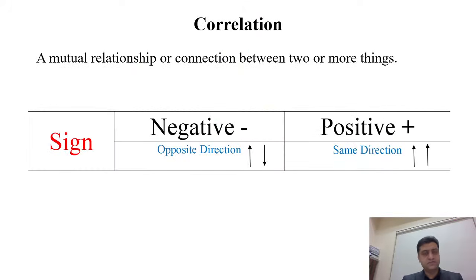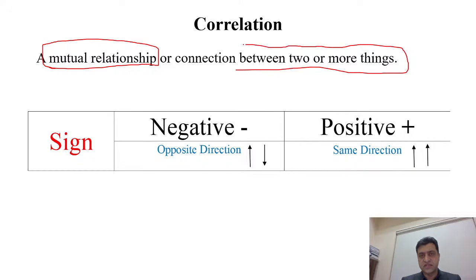In correlation, the thing that you need to understand is that it shows us the mutual relationship or connection between two or more things. Correlation means what happens to one thing if the other thing increases or decreases.